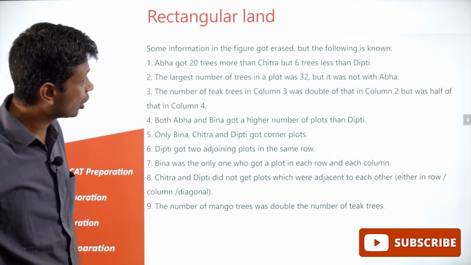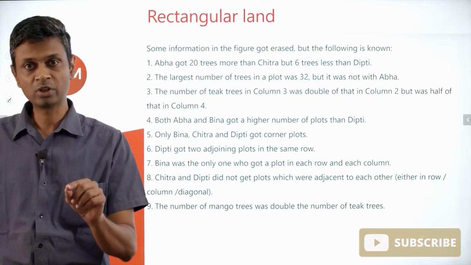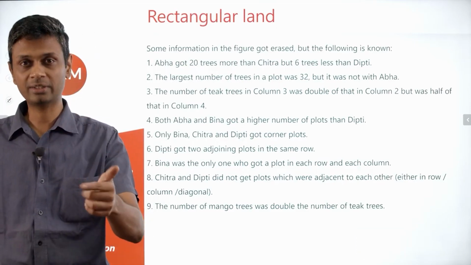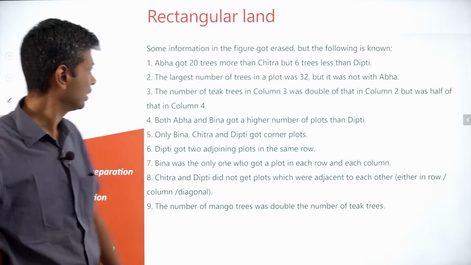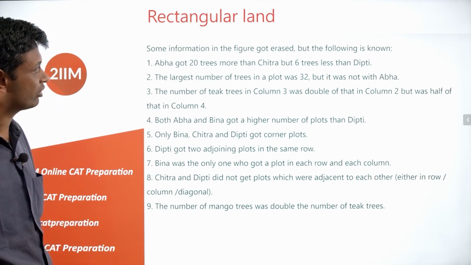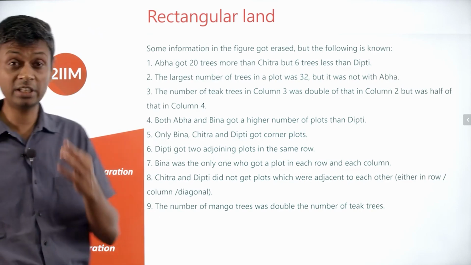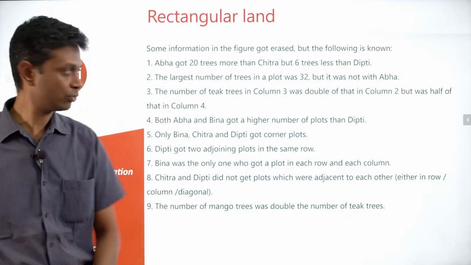Some information in the figure got erased, but the following is known. So it's a classic puzzle. There are 12 cells. Each cell has 2 entries, a number and a letter. We're going to be given some information about that. We have to fill in the dots. Abba got 20 trees more than Chitra, but 6 trees less than Deepti. So this is linking 3 of the variables, and that could be very useful.